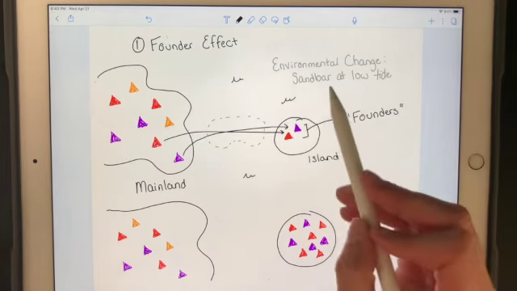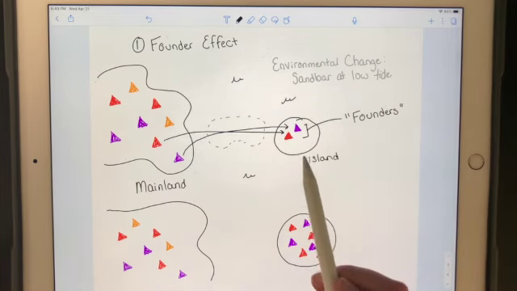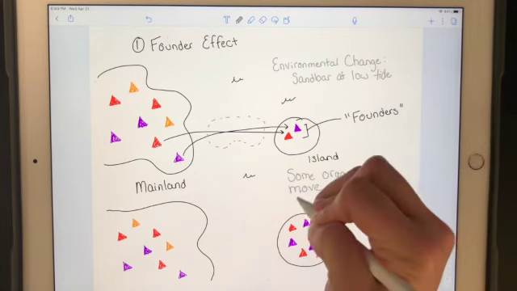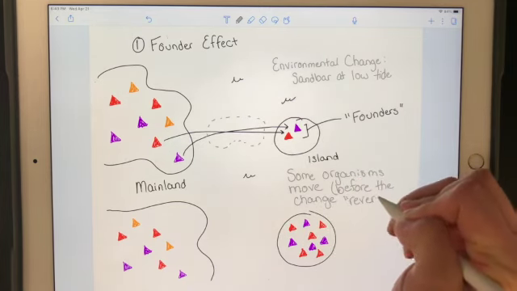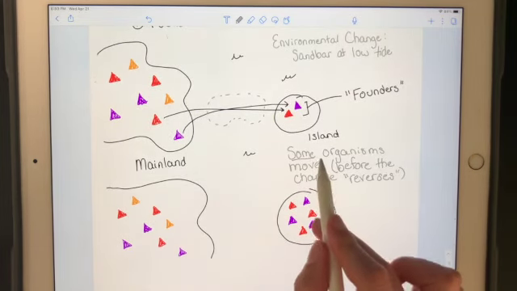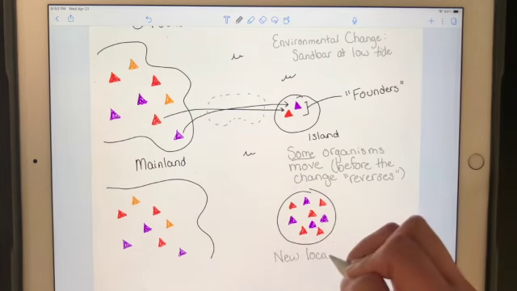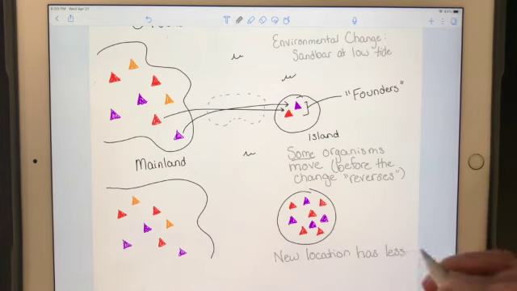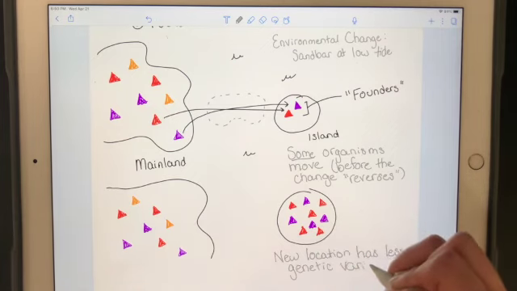So the founder effect has an environmental change that causes some organisms to move. That's going to happen before the change is reversed, or before that sandbar gets covered up again. And because only some of them moved, the new location has less genetic variation. So our founder effect is an example of genetic variation decreasing, or a reduced gene pool.